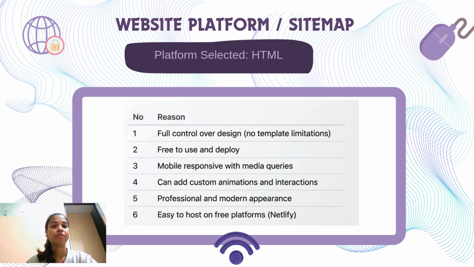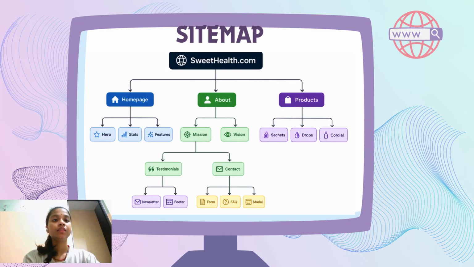The next slide is sitemap. This slide shows the structure of our website. It includes the home page, about, products, and contact pages. The footer provides quick navigations, social media links, and a newsletter for users.